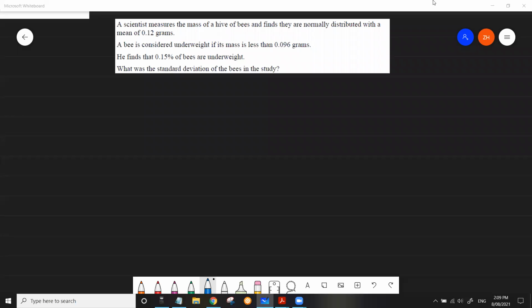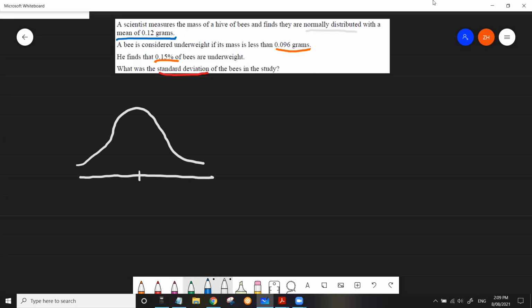So here's our second example. A scientist measures the mass of a hive of bees and finds that they are normally distributed with a mean of 0.12 grams. A bee is considered underweight if its mass is less than 0.096 grams, and he finds that 0.15% of the bees are underweight. We want to know what the standard deviation is. We've already been told that it is normally distributed, so we're going to start with our bell curve and pop our mean, 0.12, in the center.